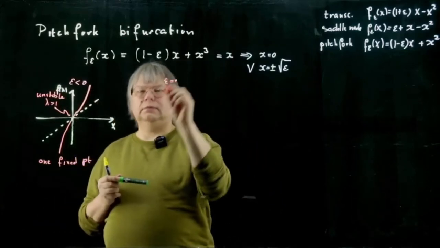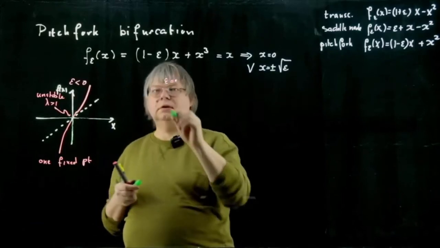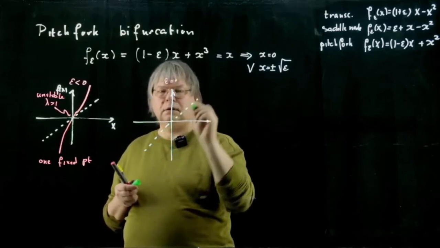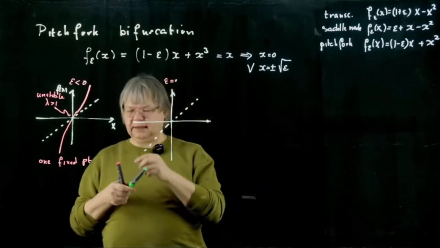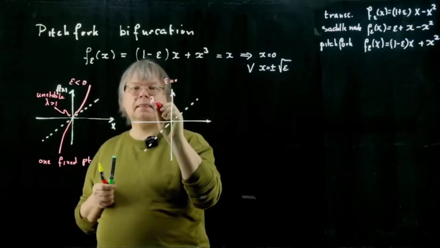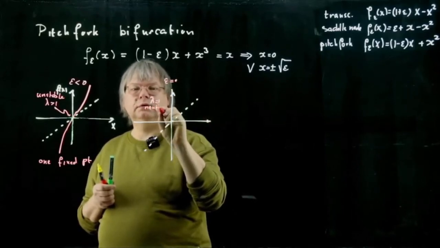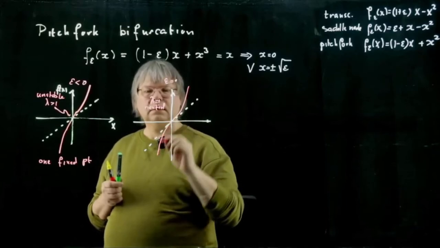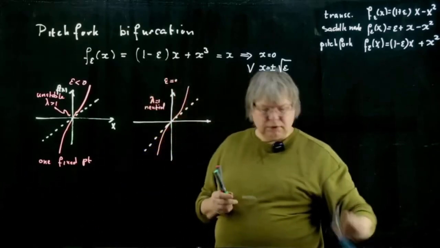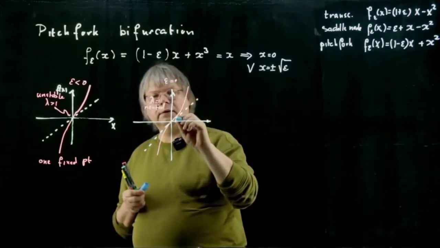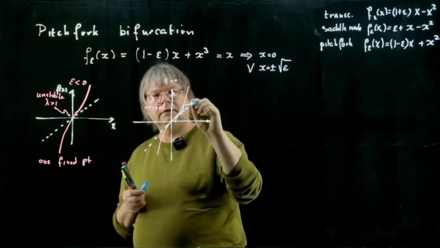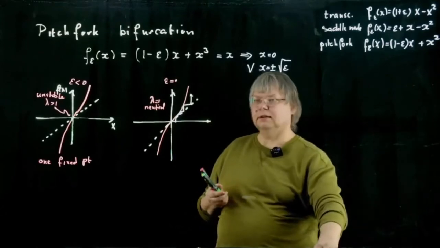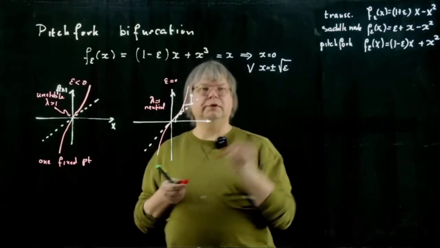Okay, epsilon is equal to zero. At this moment, the slope at the fixed point zero is exactly one. So this is neutral. And the graph looks like this. But you can still see that if I take a point close by and look at the spider diagram, it moves away. So it's still unstable, but not hyperbolic. It's only neutrally unstable. Okay, so what happens if epsilon is positive?